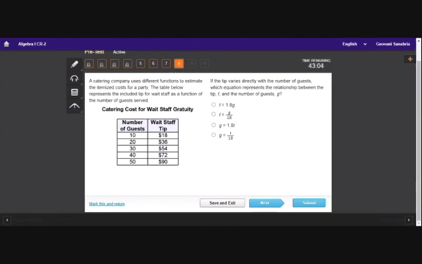Does it work with the numbers that they give you? Number of guests times 10 equals the tip. Or sorry, number of guests times 0.8. Do you see what I'm doing? G is the number of guests. Okay, 0.8. Yeah, it works. That's the first one.